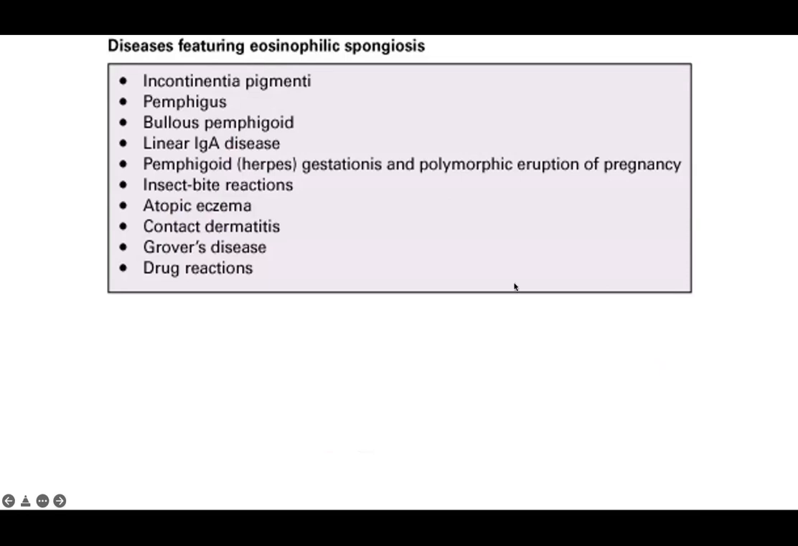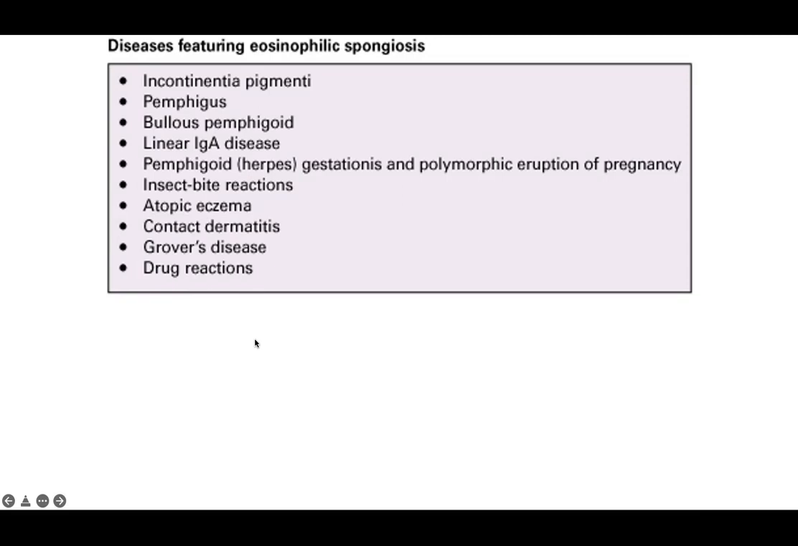Bullous pemphigoid. Now we'll get into these entities in our vesicular bullous lecture as well. Linear IgA disease, pemphigoid or herpes gestationis, as I mentioned earlier, and polymorphic eruption of pregnancy can show this. Insect bite reactions, atopic eczema, contact dermatitis, Grover's disease, drug reactions. So you can see a lot of things happen.